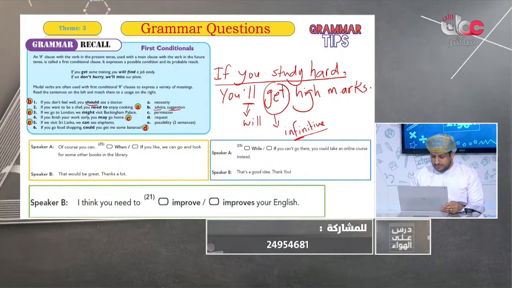So you have should, might, may, can, could. They are followed by the infinitive. You should go, you might go, you may go, you can go, you could go. Except for need, which will be followed by to. See, I need to relax. I need to go.